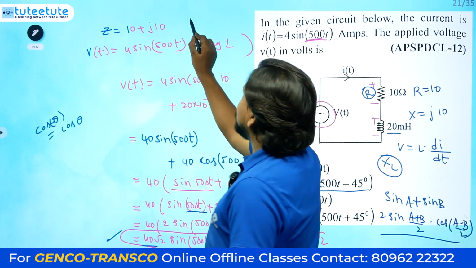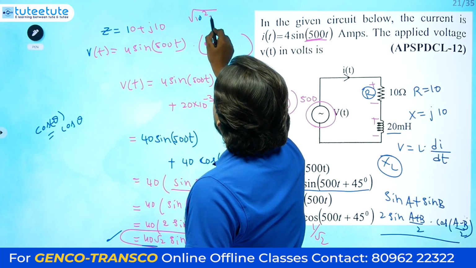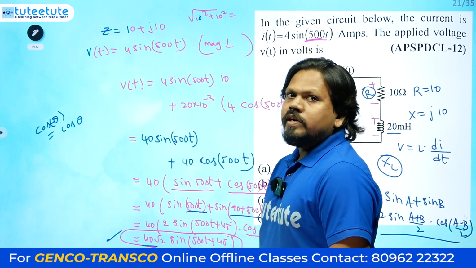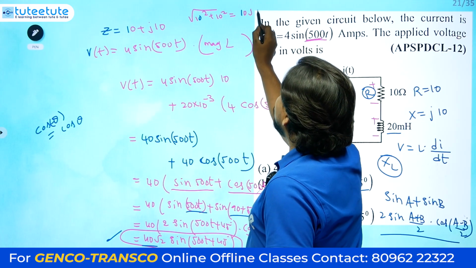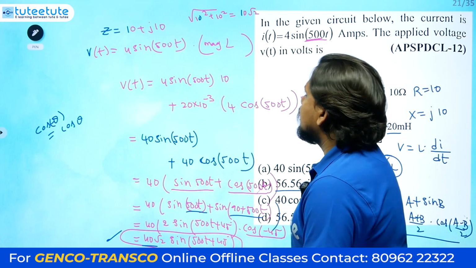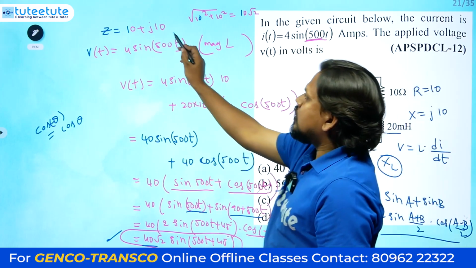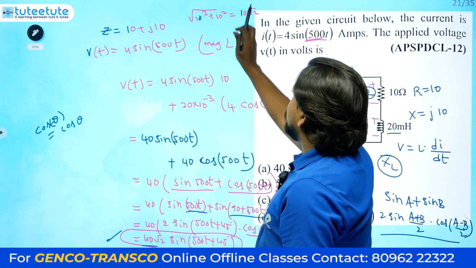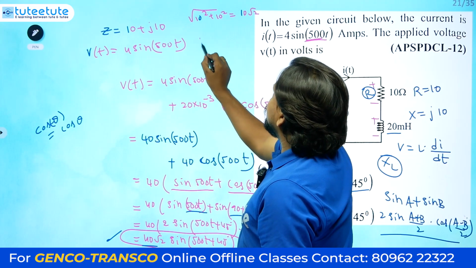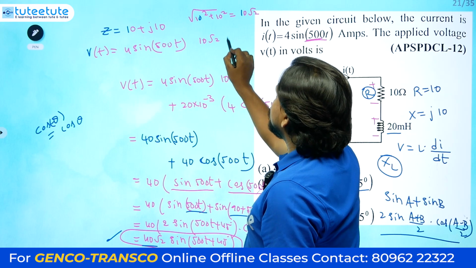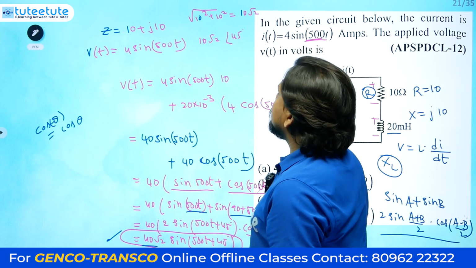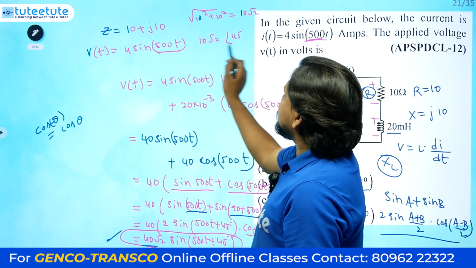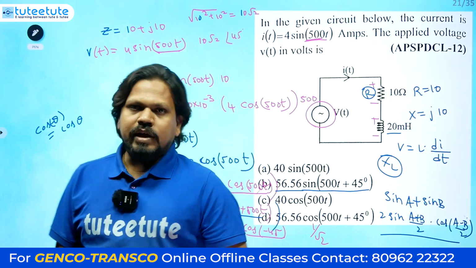So what is the magnitude? Check the magnitude: 10 square plus 10 square is 200, and under root 200 you will get 10 root 2. So 10 root 2 will be the magnitude, and the angle will be 45 degrees, because tan inverse of reactance divided by resistance, 10 by 10. So 10 root 2 at an angle of 45 degrees. As it is a sine function, whatever omega t is there, plus 45 will be added when you multiply these two. Like this also we can do.